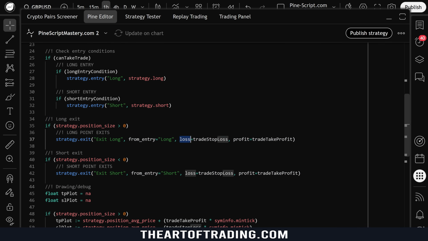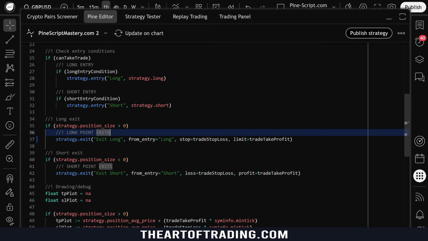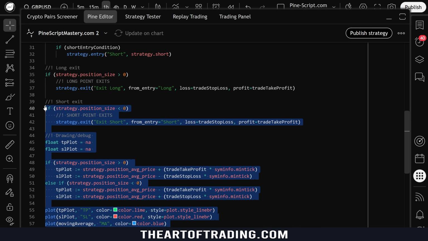So instead of passing in stop and limit like we did on the previous script, where stop is a price value for stop loss and limit is a price value for take profit, now we're passing in loss and profit as points. So very simple. However, our drawing code is now a lot more complicated.